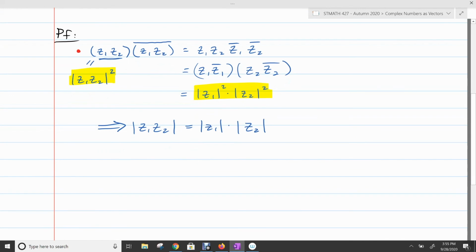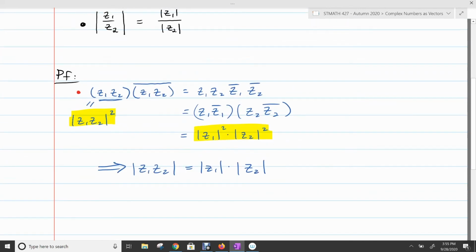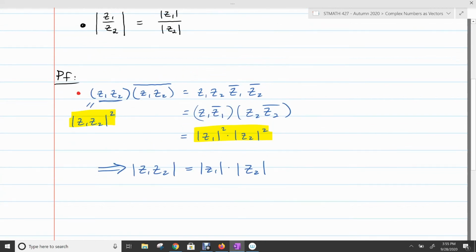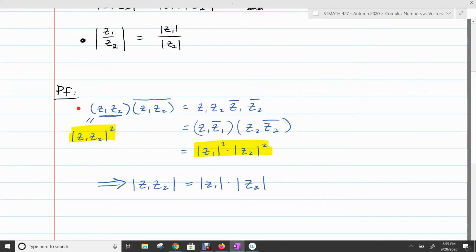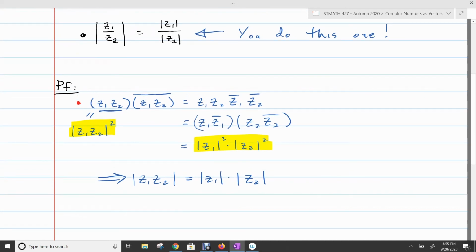You can do a similar thing with the quotients too. So I challenge you, it's not a super hard challenge, but do this one, just mimicking the method I used there.